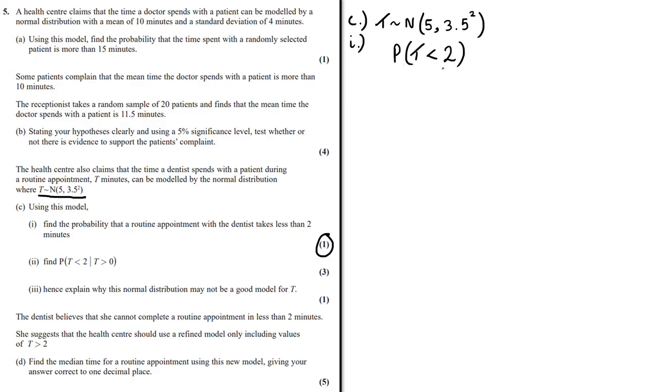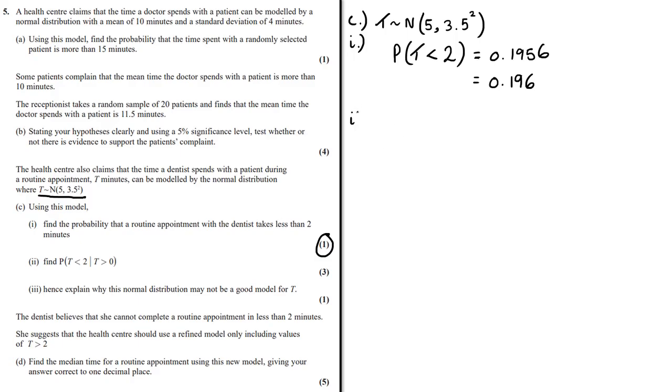Okay, so again, put this into your calculator. Notice that T is now less than 2, so 2 will go into the upper, and it'll be minus 9999, for example, in the lower. And obviously make sure you've got mu is 5 and sigma as the square root here, or just 3.5. And in that case, if you put this into your calculator correctly, what you should get is 0.1956, and it doesn't ask for it to a certain level of accuracy, but if I give it to 3 significant figures, that's 0.196 there. Okay, so that's all we needed there for part 1 to see. Gets us the first mark.